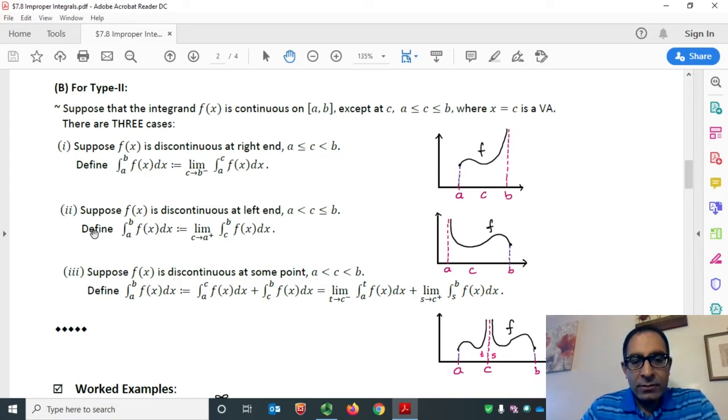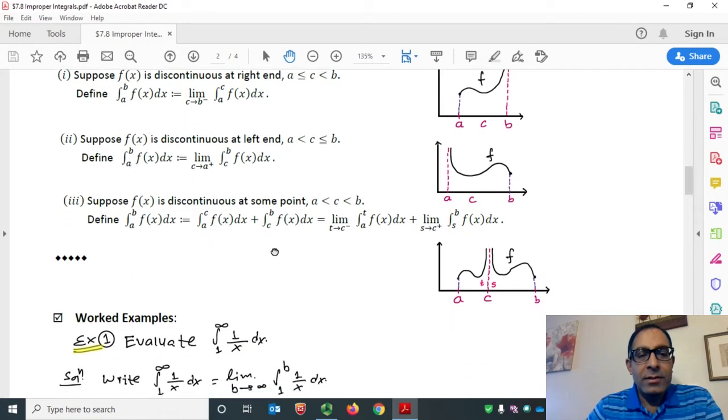Similarly, case 2: suppose the function is discontinuous at the left-hand point, meaning we have a vertical asymptote at the left-hand point a. Then to define the improper integral of f(x) from a to b, take a number c bigger than a, define the definite integral of f(x) from c to b, and take the limit as c approaches a from the right side. So this is the limit as c tends to a plus of the definite integral from c to b of f(x) dx.